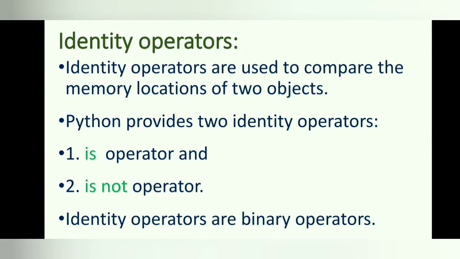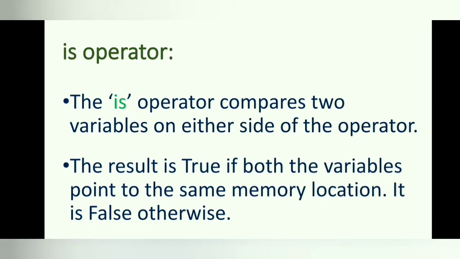Identity operators. Identity operators are used to compare the memory locations of two objects. Python provides two identity operators, is operator and is not operator. Identity operators are binary operators. Is operator: the is operator compares two variables on either side of the operator. The result is true if both the variables point to the same memory location. It is false otherwise.